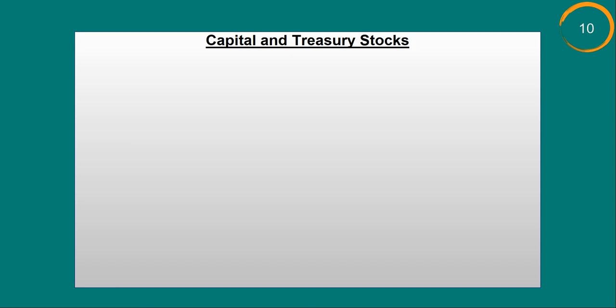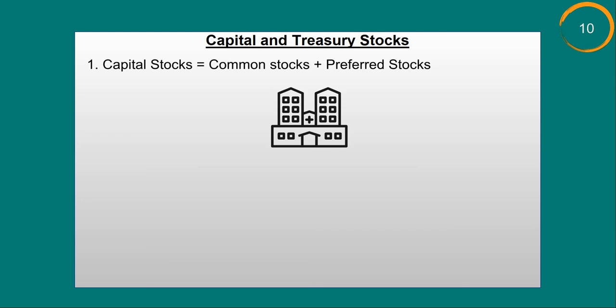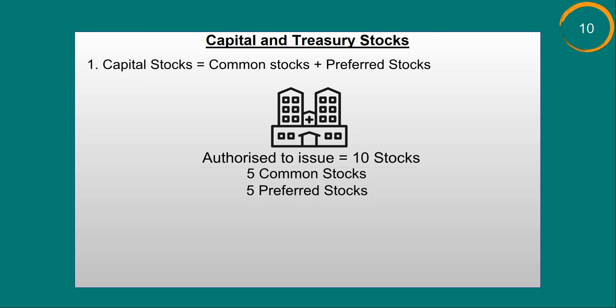In our last lesson, we discussed common and preferred stocks. Discussing these two laid the foundation for what we are going to learn next. That is, capital stocks. Capital stock is the total number of common and preferred stocks that a company is authorized to issue. Let's say company ABC was authorized to issue 10 stocks, 5 of which are common stocks and the remaining 5 preferred stocks. With this, the number of capital stocks will be 10, 5 common plus 5 preferred.